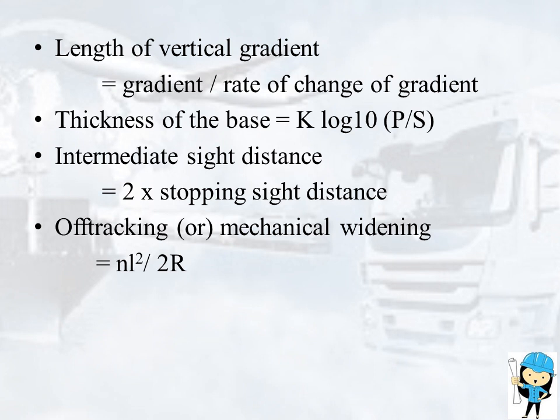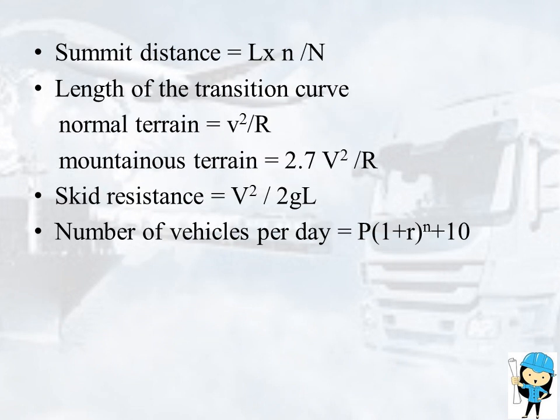Next is off tracking, also known as mechanical widening. To find off tracking or mechanical widening, the formula is NL square divided by 2R. Summit distance is equal to L into N divided by N. Length of the transition curve, for normal terrain, is V square divided by R. For mountainous terrain it is 2.7 V square divided by R. Skid resistance formula is V square divided by 2GL. Number of vehicles per day is equal to P into 1 plus R power N plus 10.